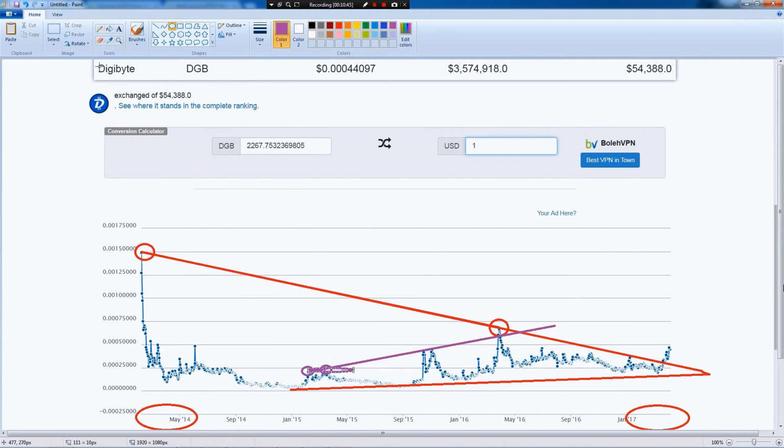If we draw this purple trend line and project it into the future, it might go this high. Pretty cool if it does. And if it breaks this high, then we probably won't see Digibyte this low ever again. It'll probably go up here and then bounce up and around this trend line, making whole new levels for Digibyte.